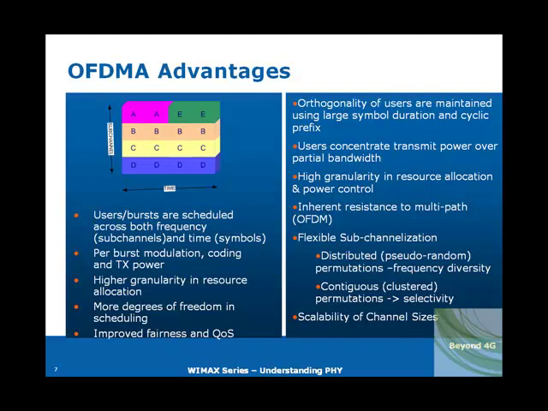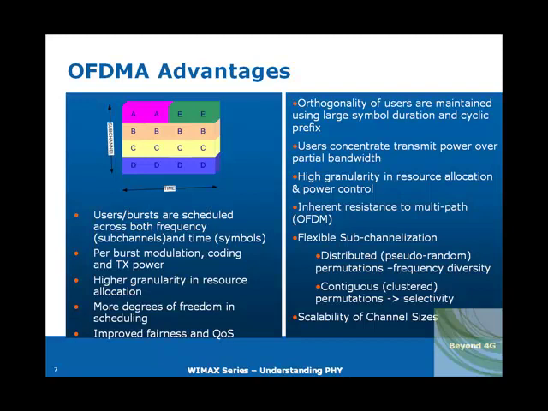There is much higher granularity in resource allocation, more degrees of freedom in scheduling, improved fairness, and also higher quality of service. Orthogonality of users is maintained using large symbol duration and cyclic prefix. Users concentrate transmit power over partial bandwidth. This is a key concept of subchannels, which actually allows a much higher cell radius, higher granularity in resource allocation and power control. There is an inherent advantage of multipath in OFDM, and we also have flexible subchannelization schemes.